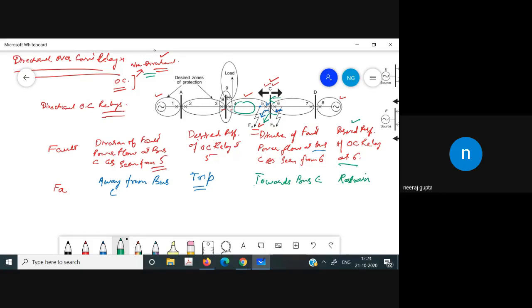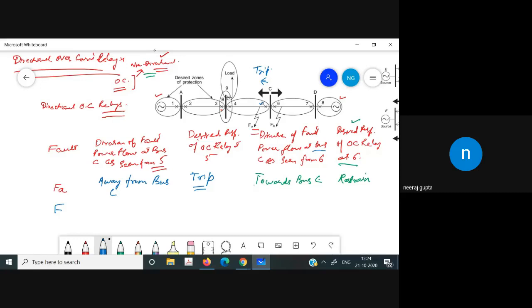Now this is when the fault is FA. Now, what happens when the fault is FB? From this, what we have analyzed is that if the fault is happening at this point, then the power is moving away from the C. If it is moving away from the C, then it will give the trip contact. That is, it is moving away from the bus, so it will give the trip signal. Otherwise, it will not.